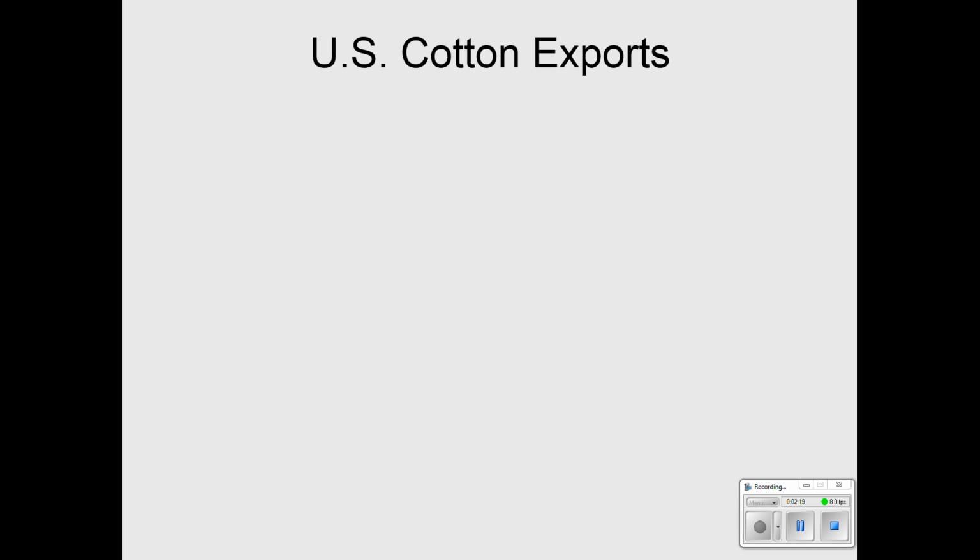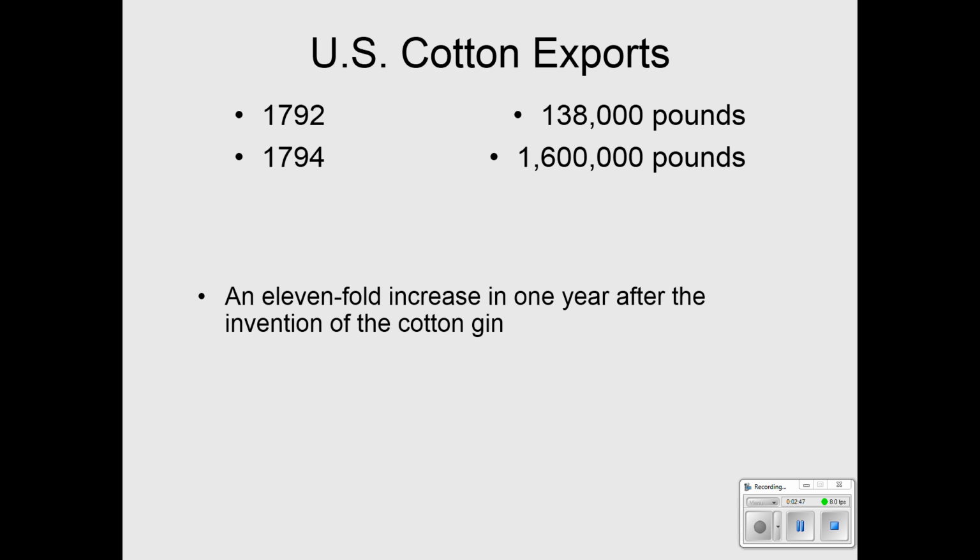Now, to give you an idea of how dramatic the effect of the cotton gin was, we can look at cotton exports. In 1792, the last full year before the cotton gin, the U.S. exported 138,000 pounds of cotton, which is not very much at all. In the first full year after the invention of the cotton gin, that would be 1794, the number had gone up to 1.6 million pounds. That's an 11-fold increase in 1 year.